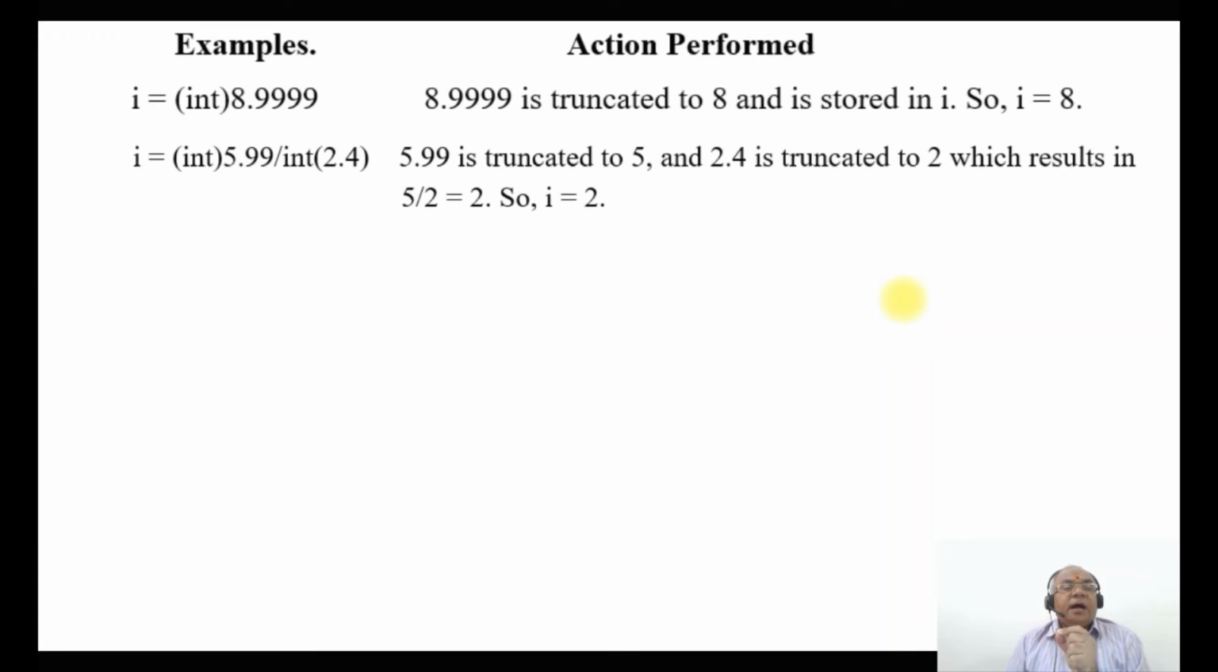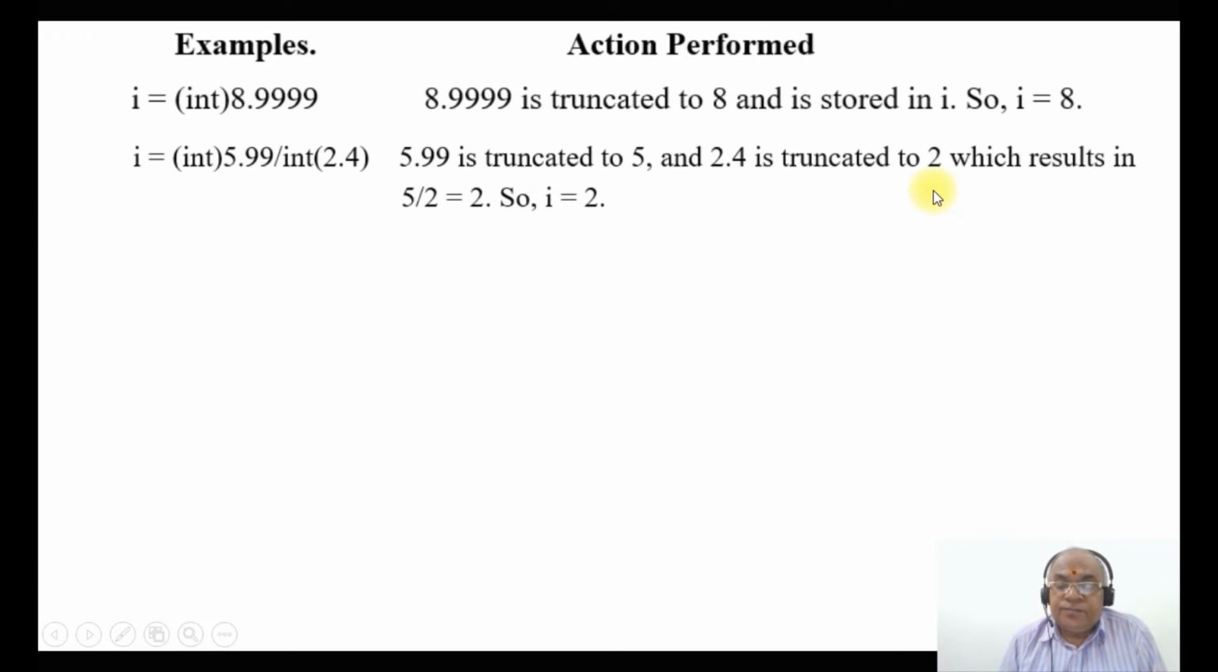Now here, int of 5.99 divided by int of 2.4. Since it is an explicit conversion, we are forcibly converting that floating point number, 5.99, to int. So naturally it becomes 5. 5.99 is truncated to 5, and again int of 2.4, the 2.4 is truncated to get 2, which results in 5 by 2. Both are of the same integer type. 5 divided by 2 is equal to 2.